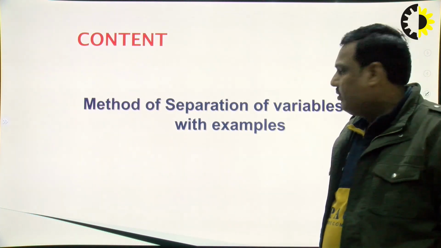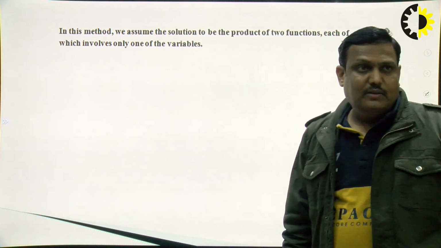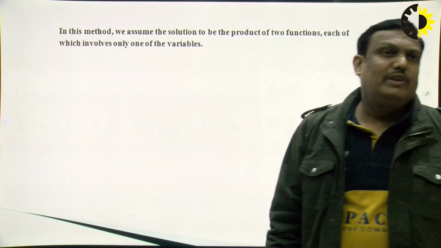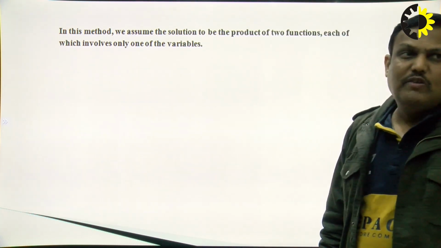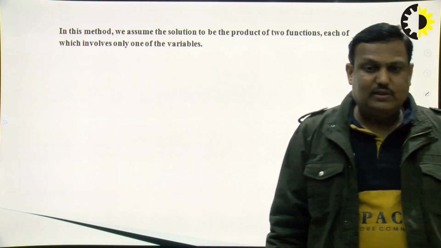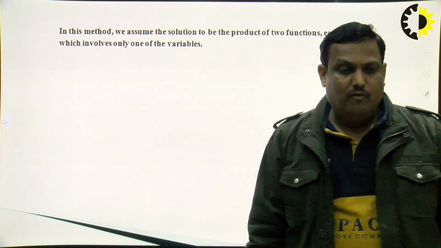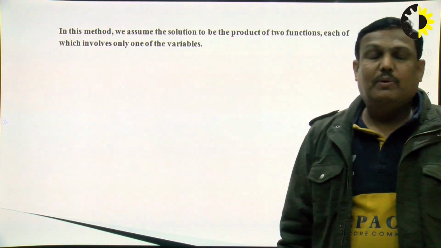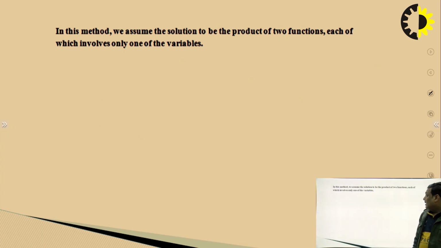Now look at this. What is the method? In this method, we assume the solution to be the product of two functions, each of which involves only one variable. Because we have to know that in partial differential equations, there are two types of variables, dependent variable and independent variable. When the independent variables are more than one, partial differential equations occur. So that's why in this method, we assume the solution as a product of two functions, each of which involves only one variable.